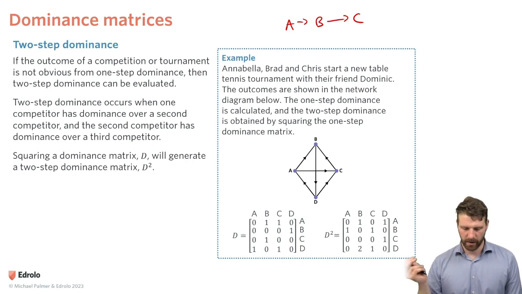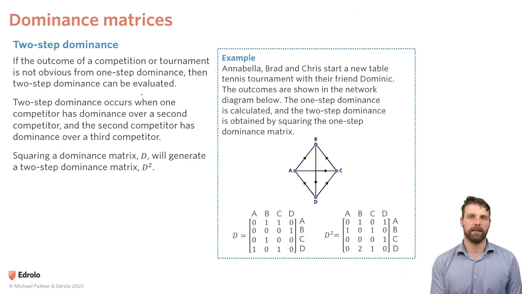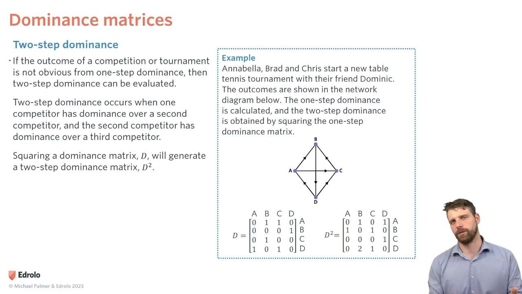All right, so looking at the text on our screen, let's see if we glean anything new from these points. The first point says, if the outcome of a competition or tournament is not obvious from one-step dominance, then two-step dominance can be evaluated. So if we're not sure who's the best out of a few games, we can look to two-step dominance to get an understanding of who might actually be the best player, even if everyone hasn't played yet.